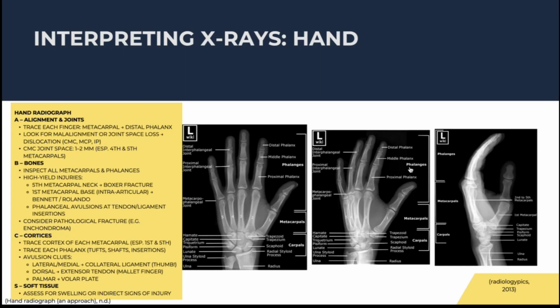Cortices, you're tracing all of the cortices of all of the metacarpals, especially the first and the fifth, as we've said, and trace each phalanx and then look for any avulsion clues as well. And then finally, for soft tissue, you want to assess for any swelling or any indirect signs of injury.